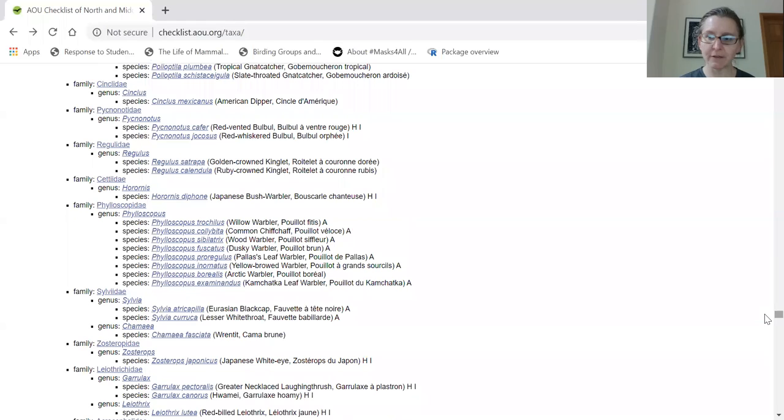Regulidae. We have two species of kinglet, golden-crowned and ruby-crowned, that can be observed in the spring here. They become actually harder to observe as spring progresses into summer because they move from being fairly social and conspicuous and making a lot of sound to being fairly quiet as they're breeding.